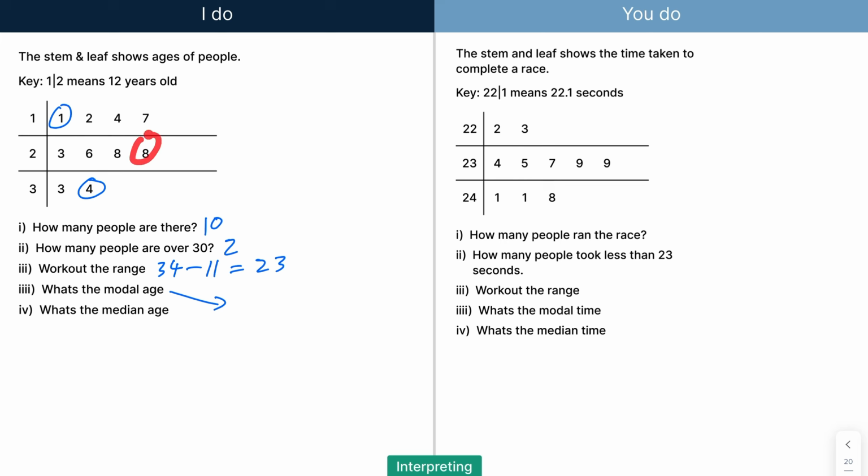23. The next one is the modal age. So that's the most common one. So I can see there's 2 8s here. So that means 28 is the most common one. And then it says the median.